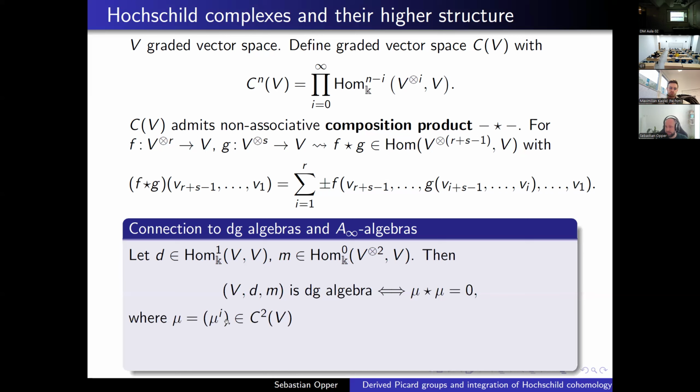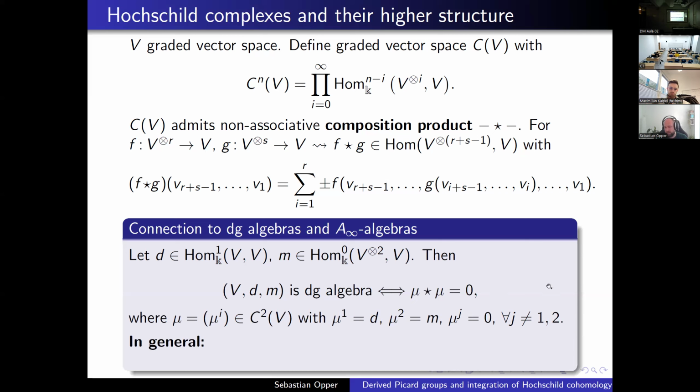And what is this mu? This is exactly the thing we saw before. This is the one where mu1 is d, mu2 is m, and mu_j for all the other ones is 0. So this is the structure element we had before. We talked about this. So you can very conveniently phrase the associativity, the compatibility of m with the differential, and the fact that d is actually a differential, all in just one equation.